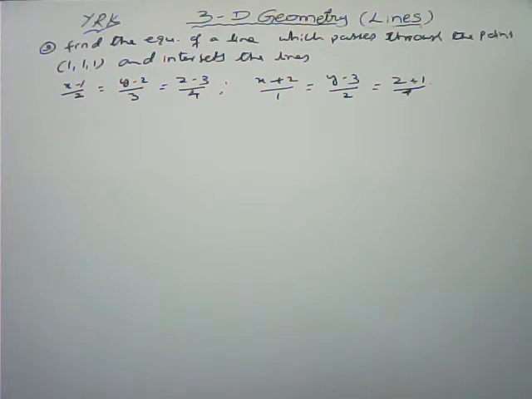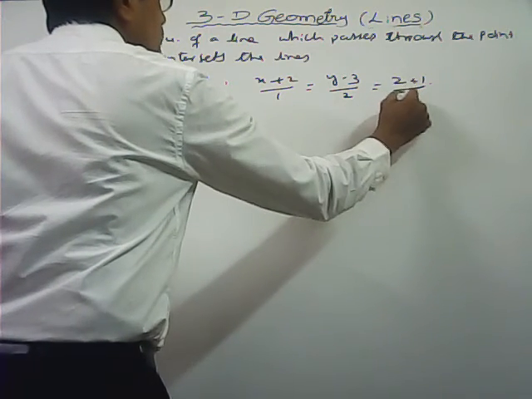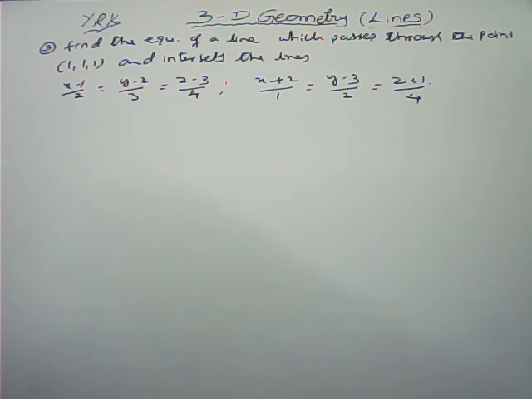Now find the equation of the line which passes through the point (1, 1, 1) and intersects these two lines. Here the ds of this line is not given, but that line intersects these two lines. Here it is not perpendicular; if perpendicularity were given, that is very simple. Previously we have done that problem also.